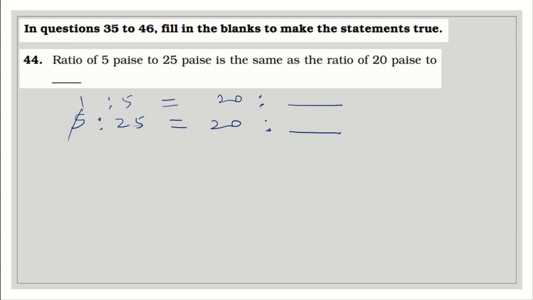Now 1 is becoming 20, so 1 multiplied by 20 gives you 20. So 5 also should be multiplied by 20. 5 twenties give you 100. So 100 paise is the right answer, or 100 paise is nothing but 1 rupee, which is another way of telling 100 paise. These are the right answers. Now moving on to question number 45.